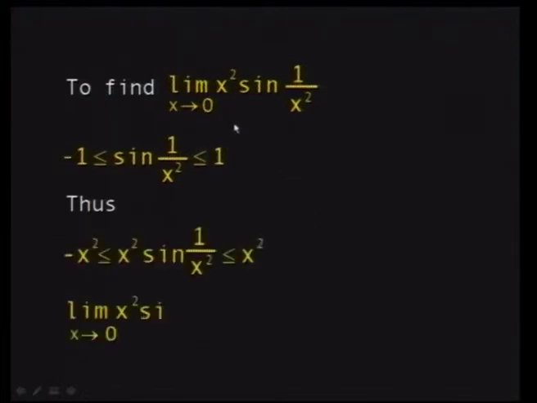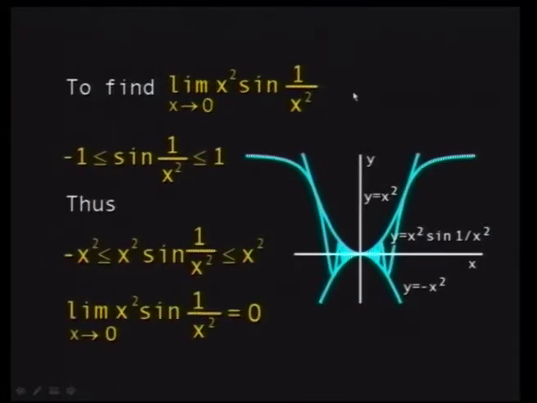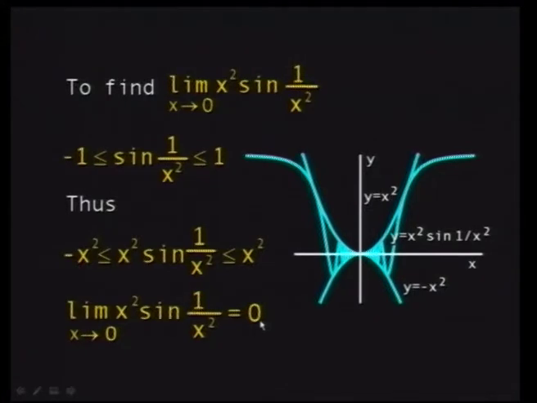For example, sometimes you use this theorem to calculate limits of this sort. A limit of x squared sine of 1 over x squared as x tends to 0. Now, I know that the range of the sine function lies between -1 and 1. So setting up this inequality here, and then you multiply by x squared, you get this. But then x squared and minus x squared both tend to 0 simultaneously. So the one in between must tend to the same limit.